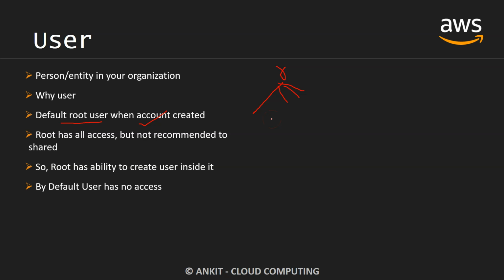Now by default, a user has no access. Once you create the user, it does not have the ability to access anything inside any of the resources. It cannot access IAM, it cannot access anything; it can only enter the console. So how is an IAM user defined? An IAM user has a username and a password to enter, and which particular resources it has access to is defined by permissions. Those things we'll see later. So this is how the whole user system is defined.